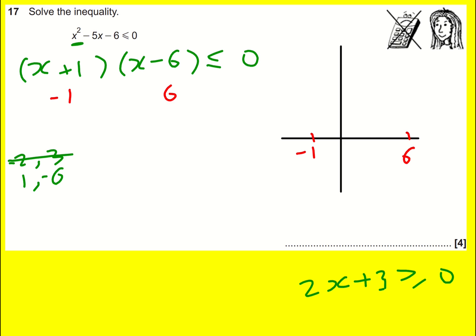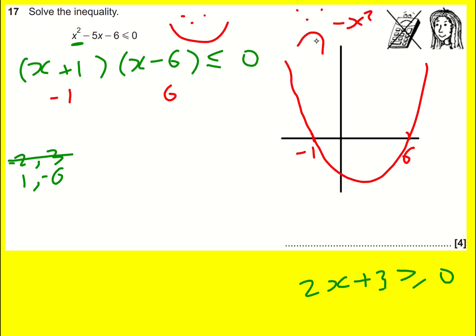Now, why am I doing this? Because if I was to sketch the graph, it's a happy quadratic because it's got an x squared in there, rather than a sad quadratic, which is when you have a minus x squared in there. It's going to look like that. It's going to cross the y-axis at minus 6 because that's the intercept. Another question could be to sketch the graph. And what I'm interested in now, and this is why the sketch is so useful, is I can just look at the graph and see where it's less than or equal to 0. I found where it's equal to 0, but it's going to be less than or equal to 0.